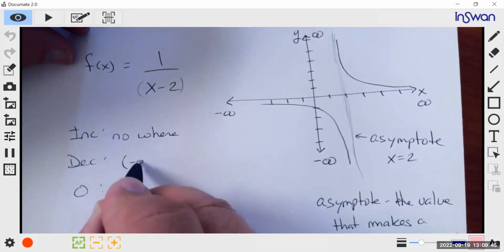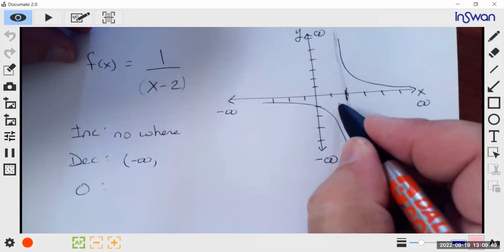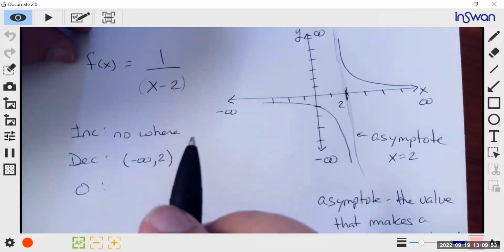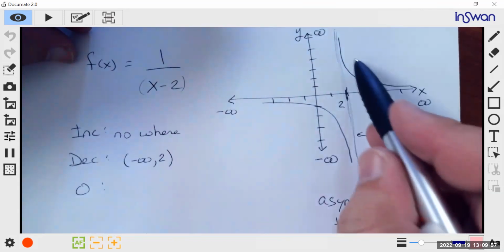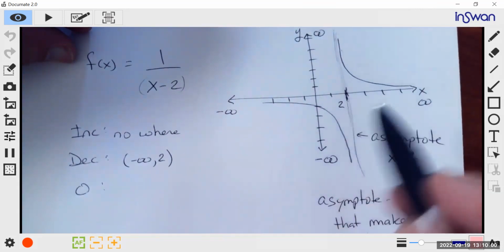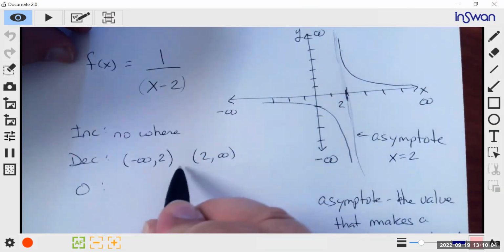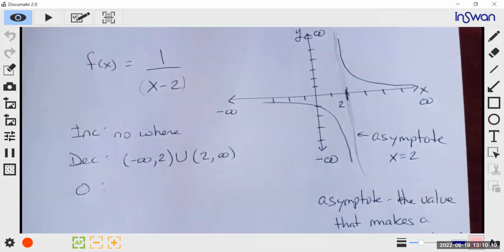Negative infinity to 2. And then from where to where? There we go, from 2 to infinity. What symbol goes here? Yep. Since we're dealing with interval notation, we put the U for union.